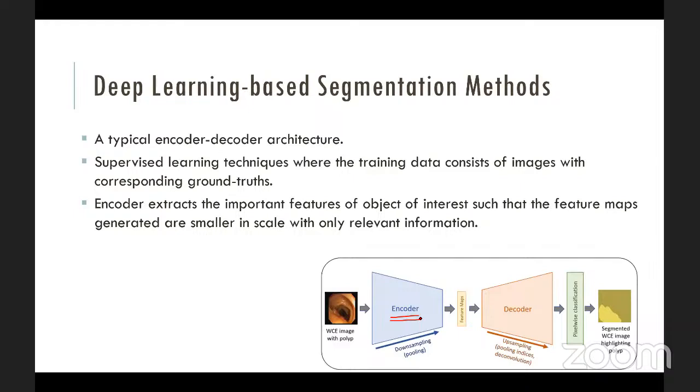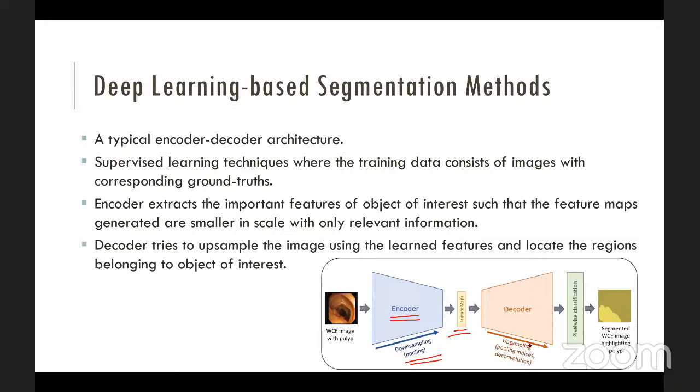What is the task of the encoder basically? The encoder extracts the important features of the objects in which you are interested, and the output of the encoder is a feature map. Feature maps are smaller in scale, but they have only the relevant information. The size is reduced because in the encoder you are doing downsampling. Now we need to do upsampling again, because for the output we want the same size image. So the decoder tries to upsample the image. Against convolution we apply deconvolution, you can say, and upsample the image so that you can locate the regions which belong to the object of interest.